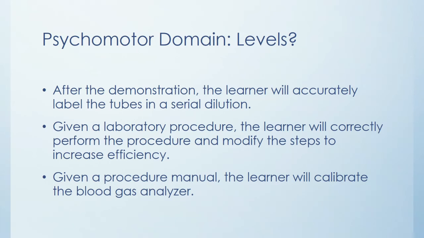So for our psychomotor domain levels, we're going to do our what level is it game. After the demonstration, the learner will accurately label the tubes in a serial dilution. So we're labeling tubes. This is not a high complexity thing. So that's level 1. And then given a laboratory procedure, the learner will correctly perform the procedure and modify the steps. Ooh, we're modifying. So that puts us at a level 3. And then given a procedure manual, the learner will calibrate the blood gas analyzer. So this is following a procedure, but you've gone more than just readiness. So this is level 2.